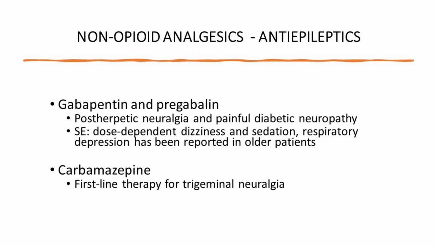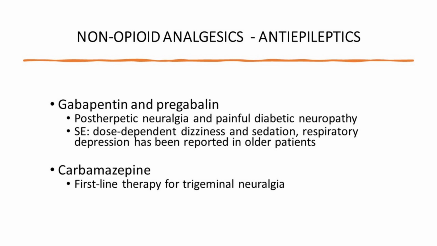We have 3 antiepileptics: gabapentin, pregabalin, and carbamazepine. They are among the 5 FDA-approved medications for treatment of neuropathic pain. Gabapentin and pregabalin are used for treatment of post-herpetic neuralgia and painful diabetic neuropathy. Pregabalin specifically is the only FDA-approved medication for the treatment of neuropathic pain associated with spinal cord injury. Both pregabalin and gabapentin bind to voltage-gated calcium channels at the alpha-2 delta subunit in the central nervous system.